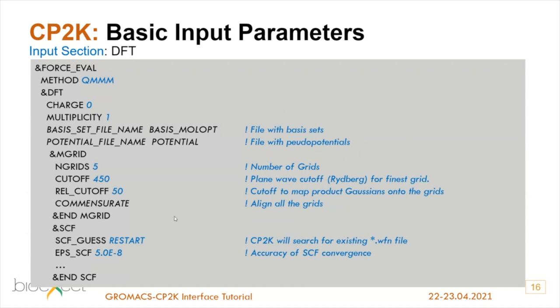There is a setup of the multigrids, which Emiliano talked about in his lecture. So basically CP2K uses a multi-grid approach. You do not use one grid, but several grids with different cutoffs. Here, for example, we are using 5 grids, with the largest grid cutoff at 450 Rydbergs. The relative cutoff is used for defining the projection of your Gaussian basis functions onto the grid. It basically decides on which grid your Gaussian will be projected. And this aligns the grids.